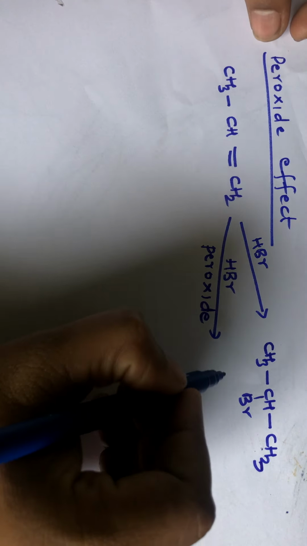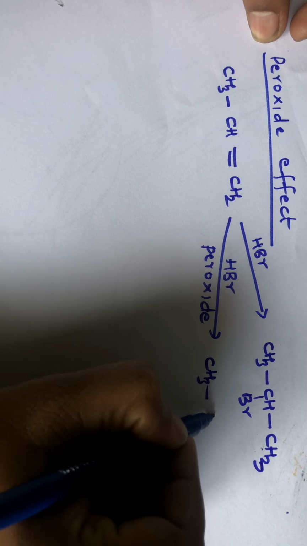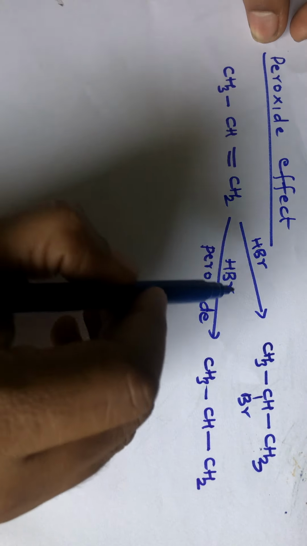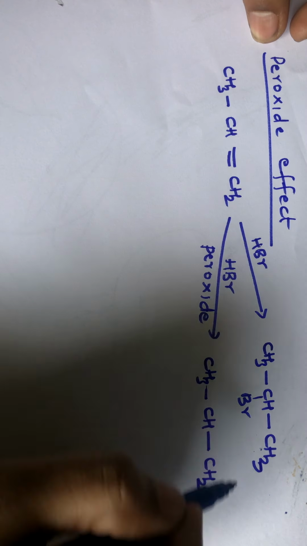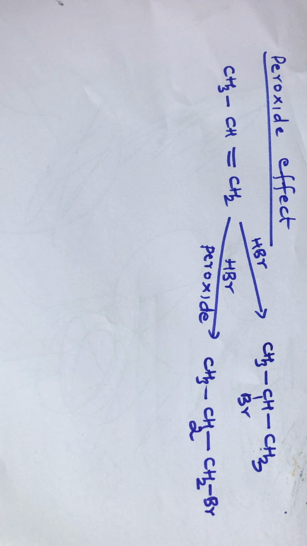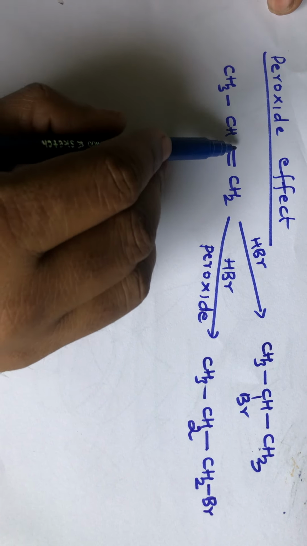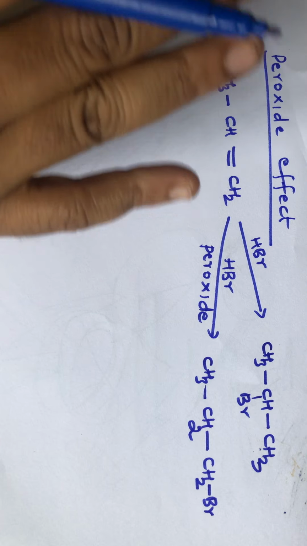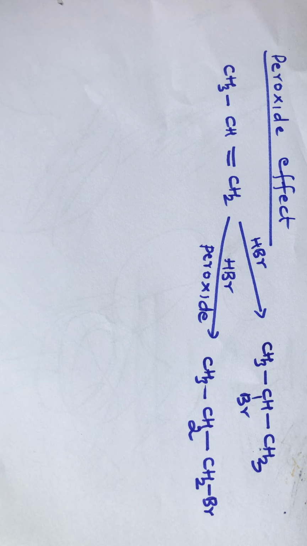If you use peroxide, then what happens? CH3CH=CH2: when addition takes place, the double bond will get converted to a single bond. Now the question is where it will attack. The carbon containing more number of hydrogens. So here Br, here it will be H, CH2. This is the product that you are going to get. Now, let us go through the mechanism of this.